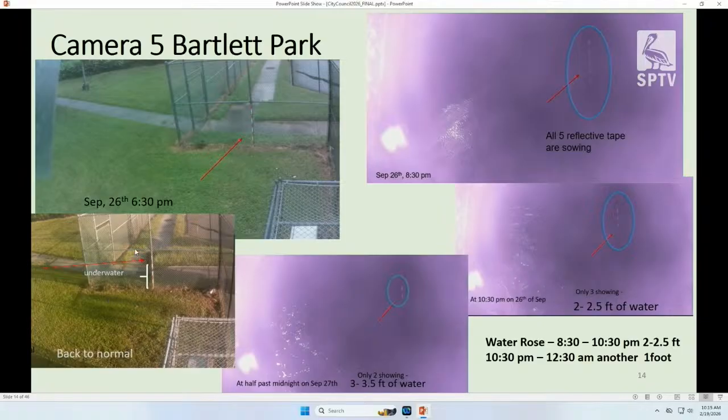So again, you can see that over here, this much area was underwater during the storm surge, right? Then I'm going to show you some more of those, and you can see between 10:30 and 8:30 p.m., water rose 2 to 2.5 feet. Between 10:30 and 12:30, it rose 1 foot. So you know the peak, the rate of rise, and then it fell, right? You can calculate all of those data and the graph.